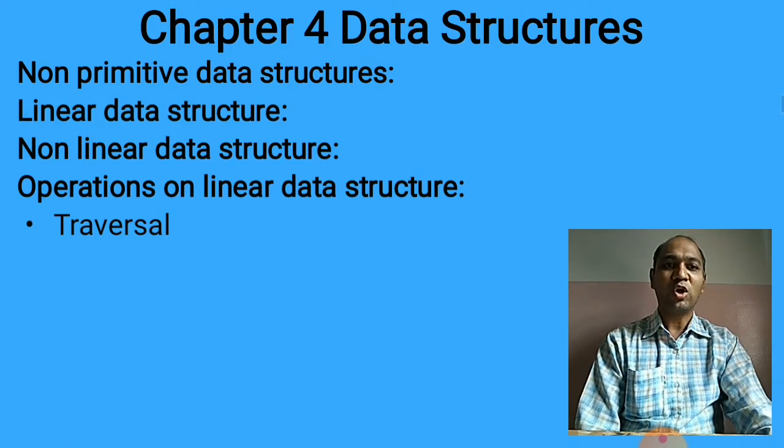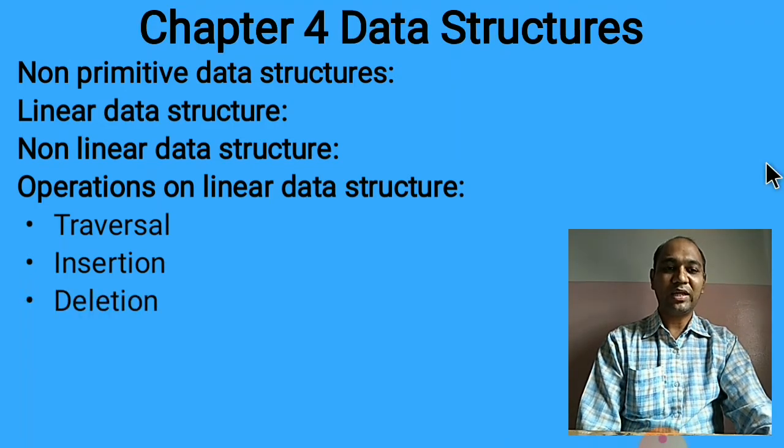What do you mean by traversal? It is a process of accessing each data item in a given collection of data items at least once to perform some operation is called as traversal. Next we'll move on to insertion. It is a process of including one data item into the collection of data items is called as insertion. Next is deletion. Deletion means removing a data item from the collection of data items.